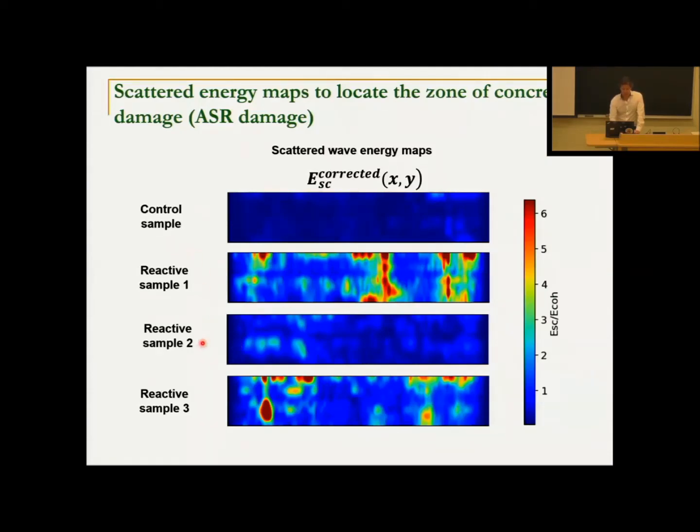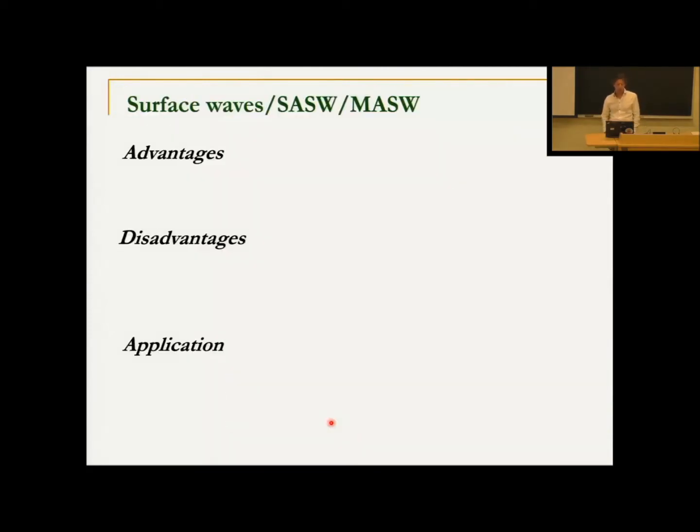And so here on different samples that have ASR-induced cracking damage in concrete, we see that the control samples showed very little cracking, but the reactive samples do show cracking, where the warm colors indicate regions of high cracking, and that correlated well with other direct measurements of damage in the sample. So just an example of how surface waves can be used.